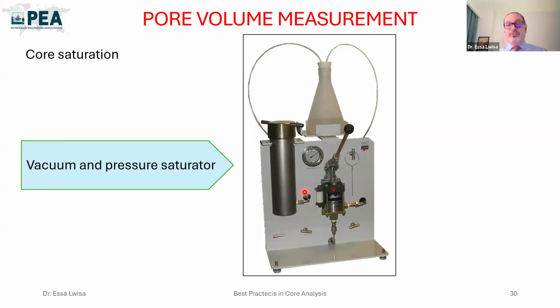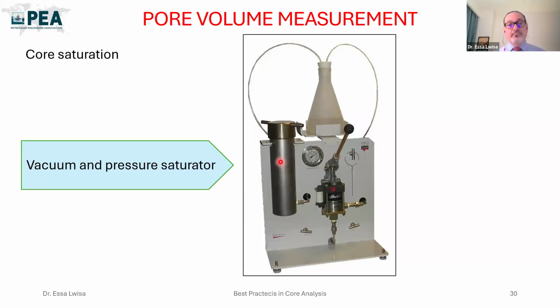We take the weight before saturation, then we place the sample here in this cylinder. Then we start pulling the vacuum. Usually we pull vacuum for 8 hours, until there is no air in the whole system. Means no air here in the lines, no air in the cylinder, and no air in the pores.